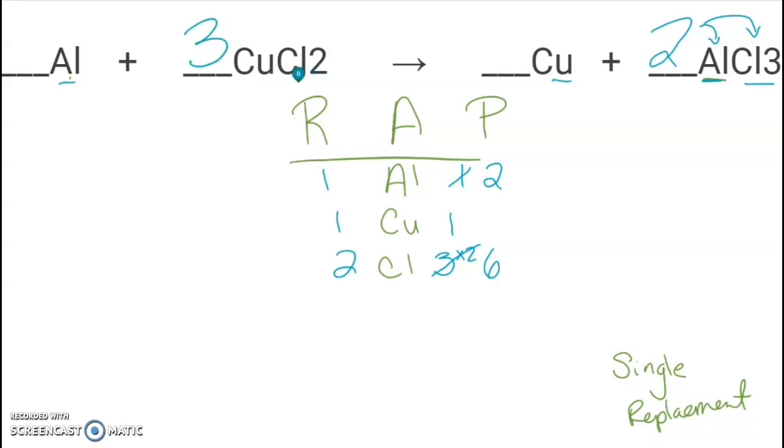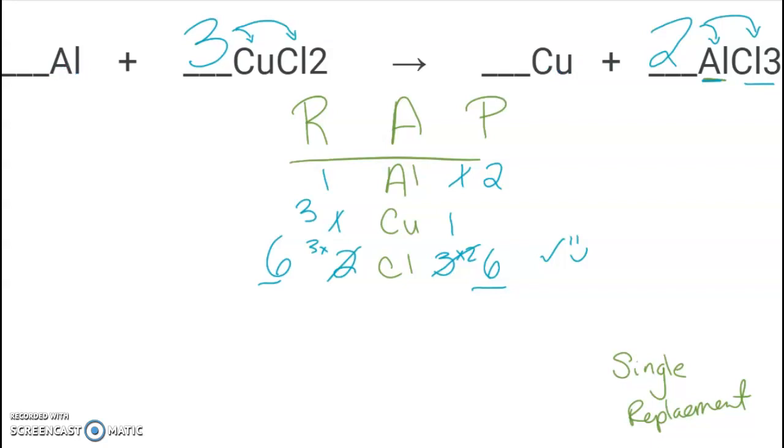So that gives me 6 chlorine. Now my chlorine are equal. And now I have 3 copper. So my copper are not equal now, it's a 3 and a 1, and my aluminum is a 1 and a 2. It's kind of nice because they're both just individual atoms, so you can multiply them by whatever you need to.